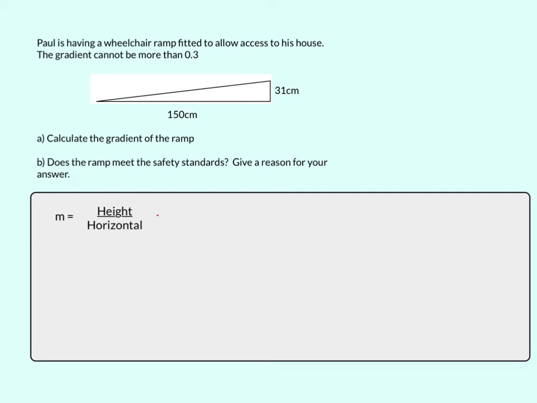So again, I've already got my gradient formula written down there. So we have to do height 31, horizontal 150. Okay, now this is the first time where I've allowed you to use a calculator. So we're going to need the decimal this time so that we can answer part B. Okay, so I'm working on part A at the moment, but I know that when I come on to part B, I'm going to need the decimal. So 31 divided by 150.